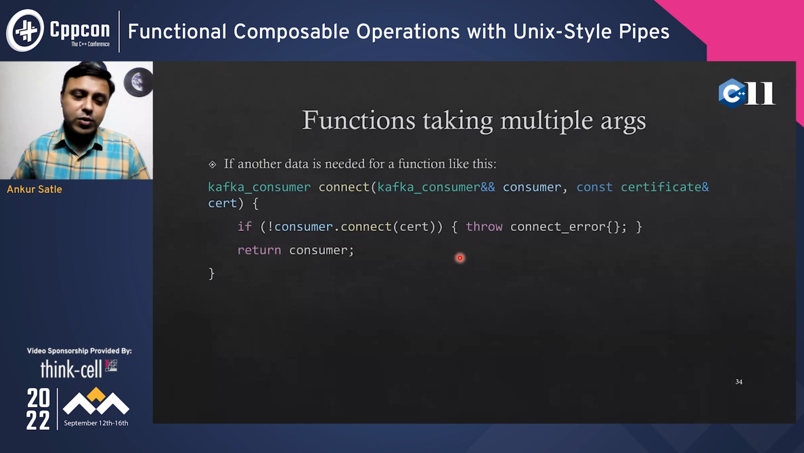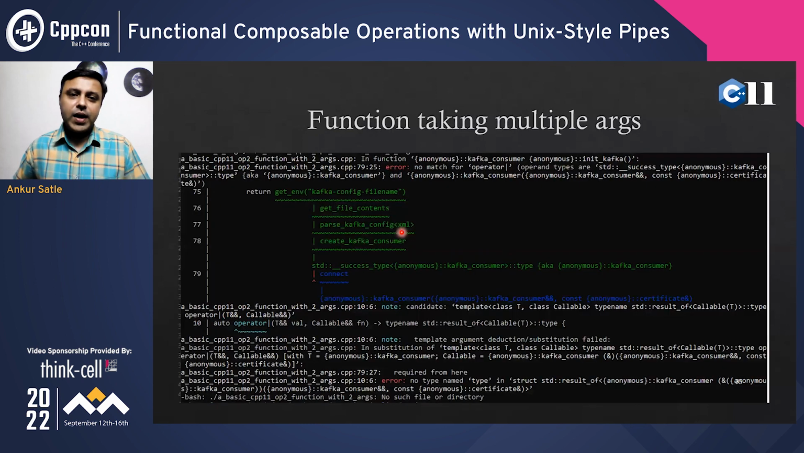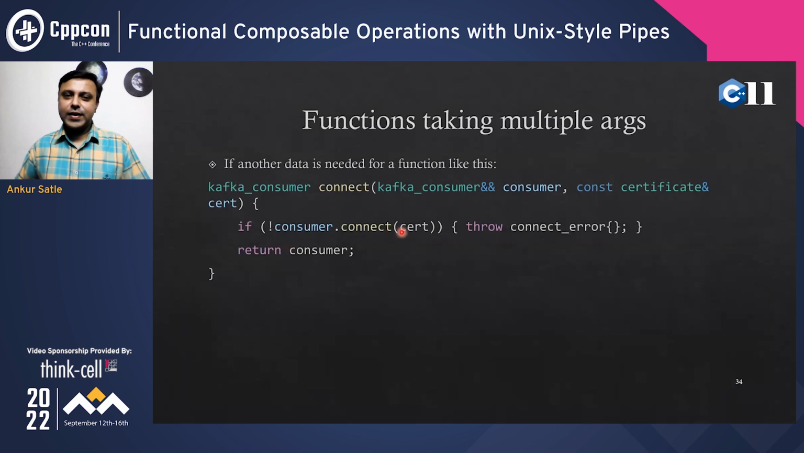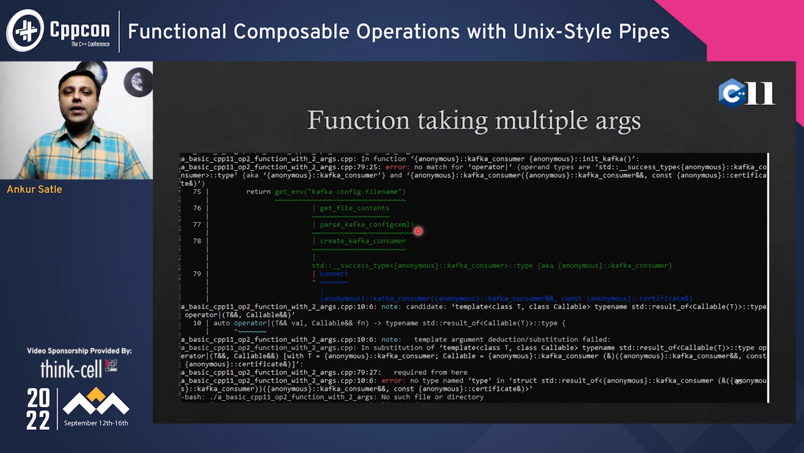Functions taking multiple arguments. You could have some of these steps taking many arguments. For example, I changed connect temporarily here to take not only a consumer, but also a certificate, because when it connects, it needs to do some secure connection. It's the reality. So you need that other parameter. What could you do? Well, if you just add the additional argument and try to compile, you would definitely be flagged as an operator mismatch, because there is no function which can take one argument, which is what you're passing from the left-hand side of the function.